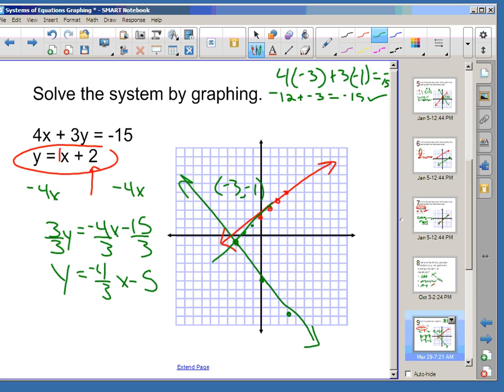Let's try it in the one below it. The y is negative 1. Is negative 1 equal to, the x is negative 3, negative 3 plus 2? Yep. I definitely wanted to make sure I checked that one since my red line was a little off. So it's good to use a ruler, and I like to keep graphing the points so you can see exactly where they meet.